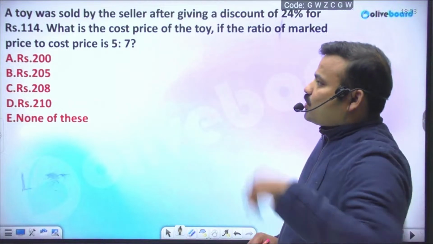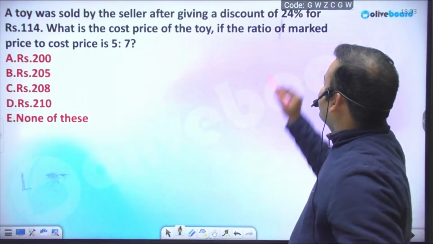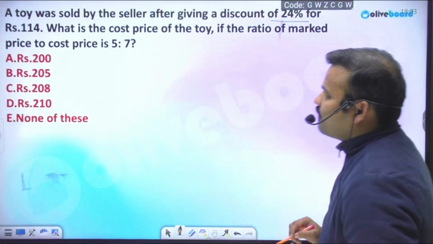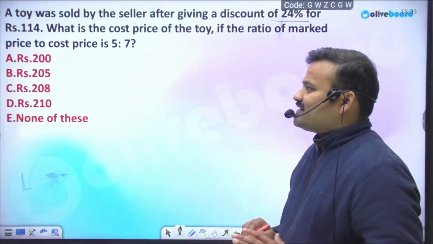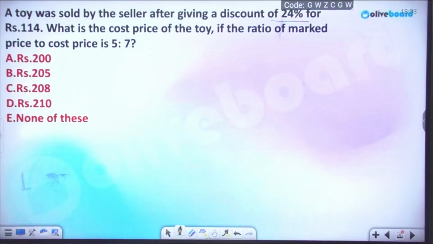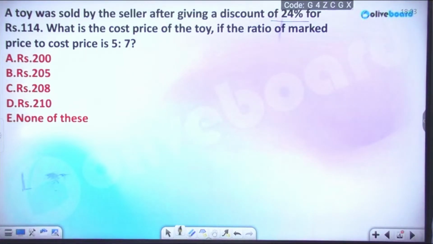So there is a toy which was being sold after giving a discount of 24% for rupees 114. What is the cost price of the toy if the ratio of marked price to that of the cost price is 5:7? Fine, this is the basic question, right? So we'll start from a basic question, then we'll accelerate it. So there are beautiful questions in this file.